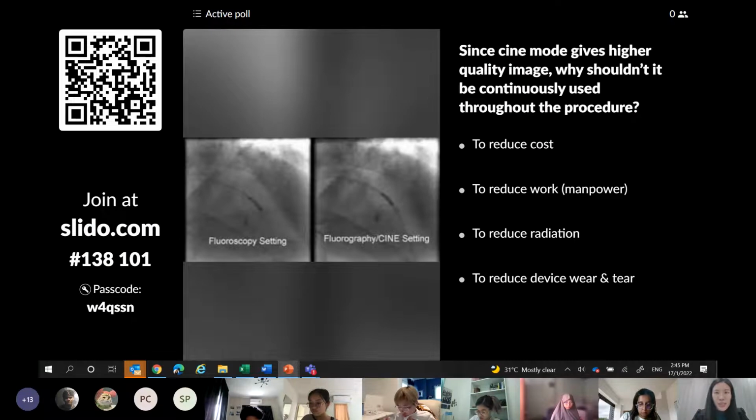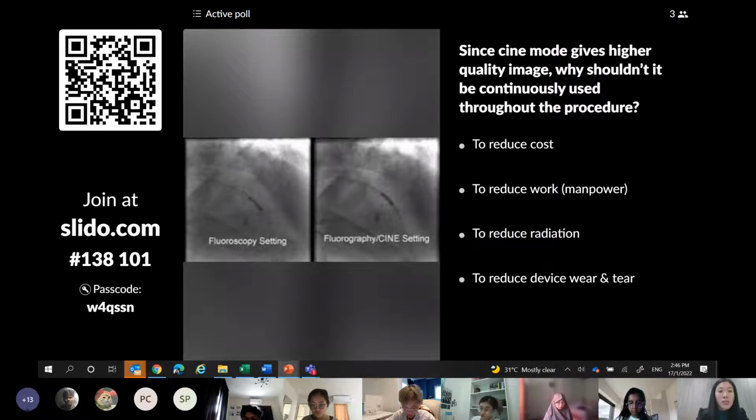Okay, so next question. Just now I mentioned Cine mode gives a higher quality image. So if it's higher quality, then isn't it better to keep using it? Why do they still use fluoro for catheter advancement? So I have 4 options here: to reduce cost, to reduce work or manpower, to reduce radiation, or to reduce device wear and tear.